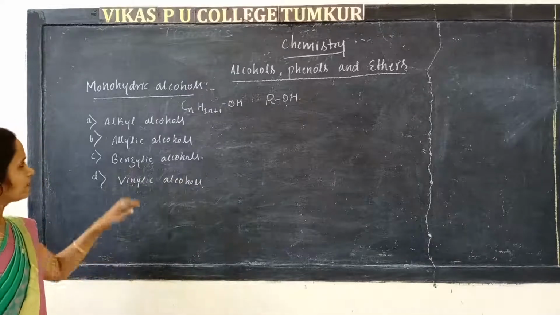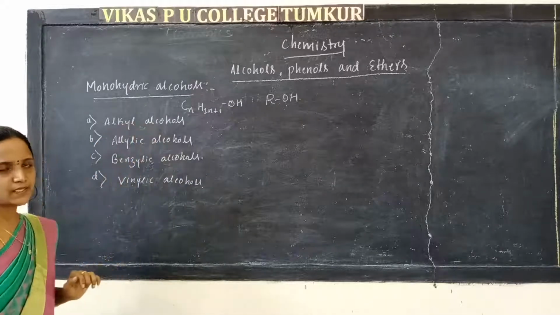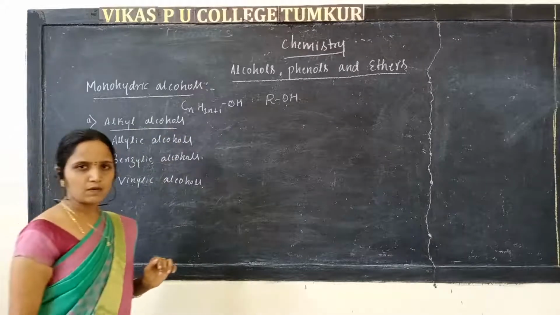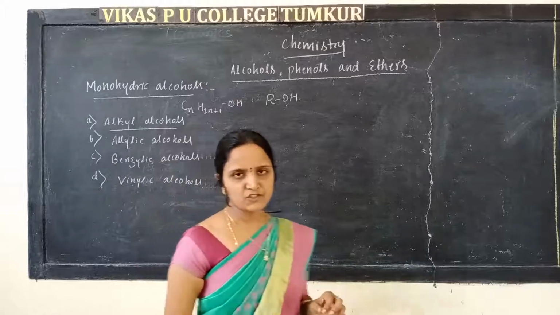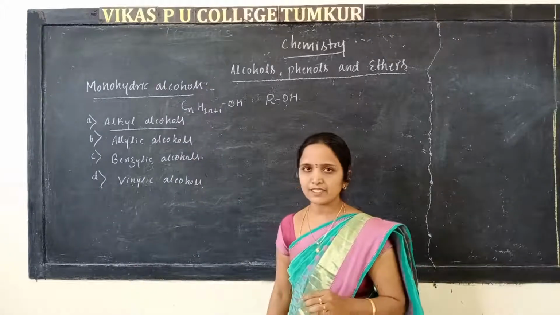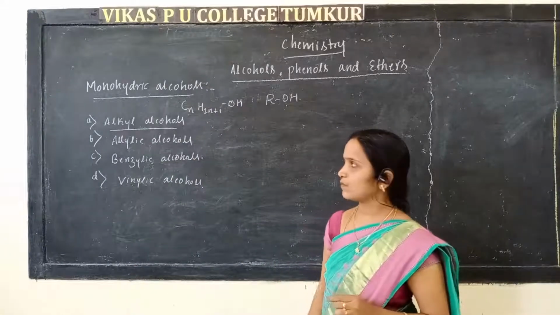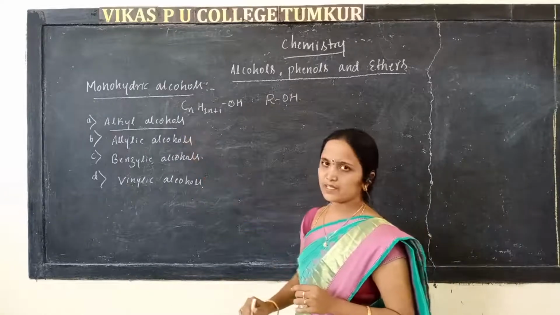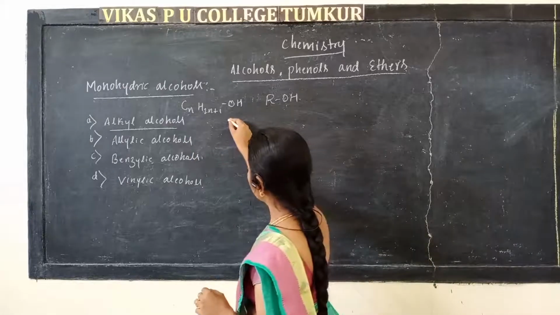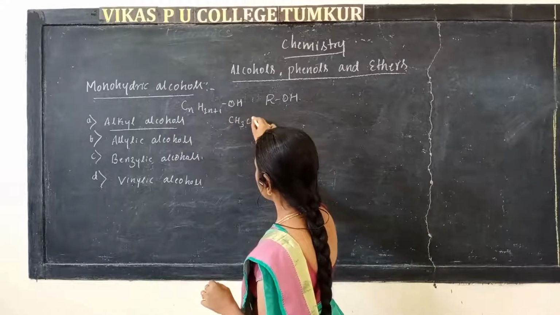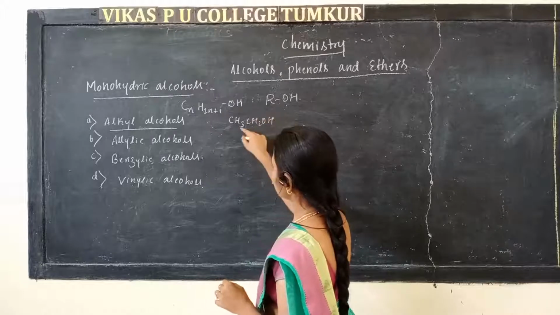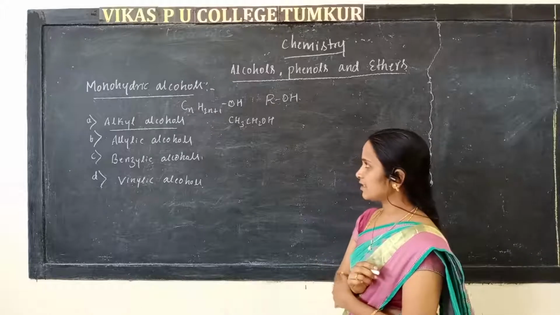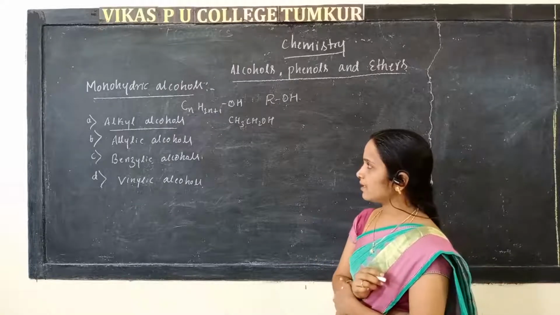First, we discuss the alkyl alcohols. Alkyl alcohols are open chain saturated alcohols. An example is CH3CH2OH, ethyl alcohol, an open chain saturated alcohol, which we call an alkyl alcohol.